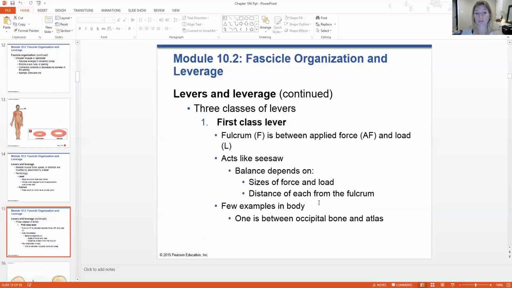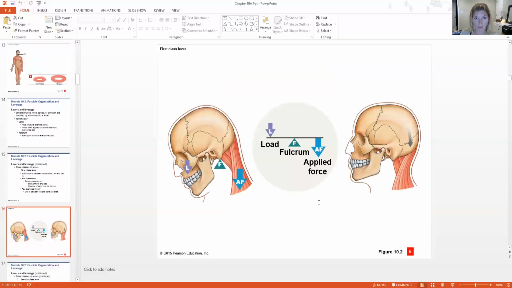So you have first-class levers. This would be like a seesaw, where the fulcrum is between the areas of applied force and load, and that acts like a seesaw. This would be like the occipital bone and the atlas, or you can kind of move like this. It would be a first-class lever. Back and forth, fulcrum's in the middle, and you can have a load and force going in opposite directions.